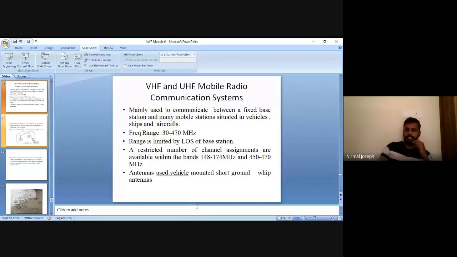Its frequency range is from 30 to 470 megahertz, and we know the range is limited by line of sight. This range is very limited. Within a particular district, or within the ship, or within the airport only it can communicate. A restricted number of channel assignments are available within the bands.